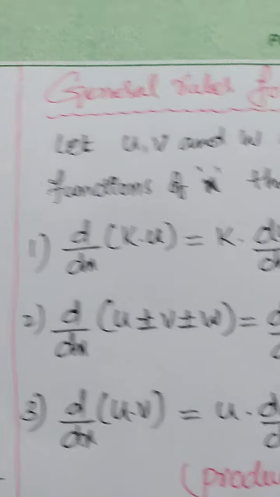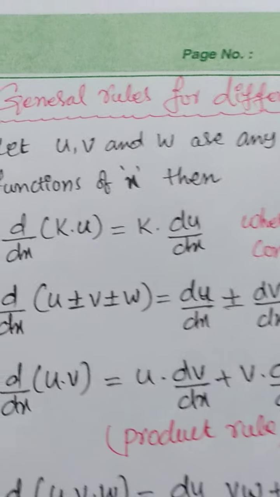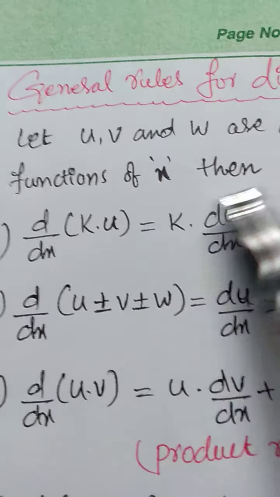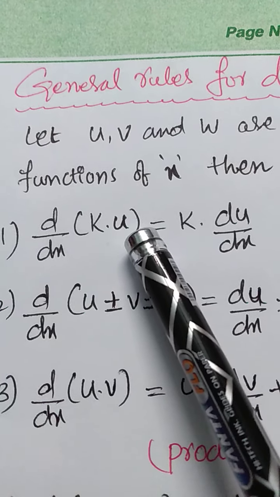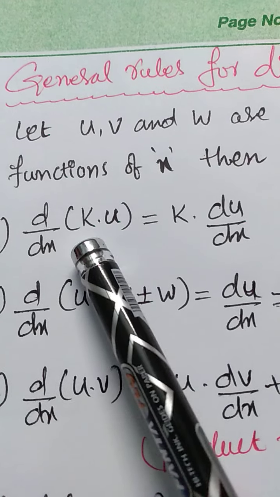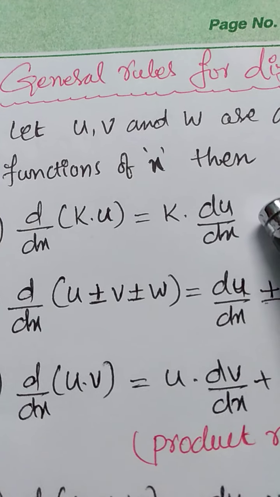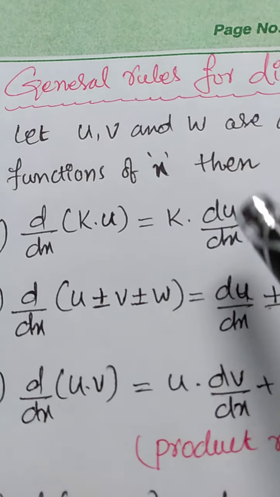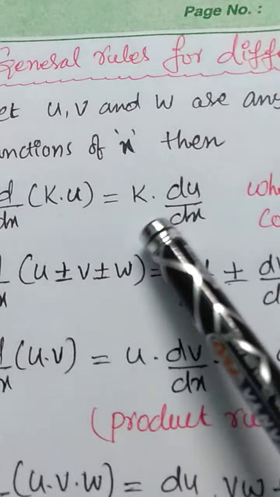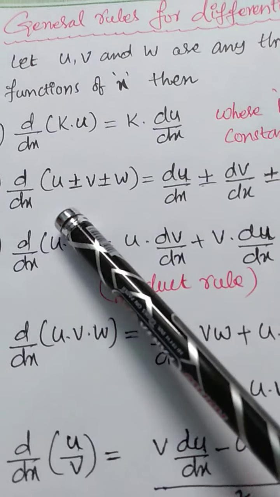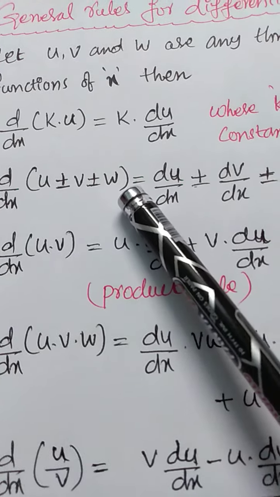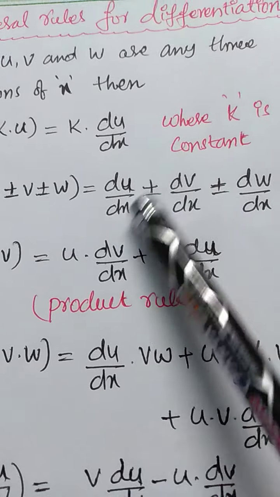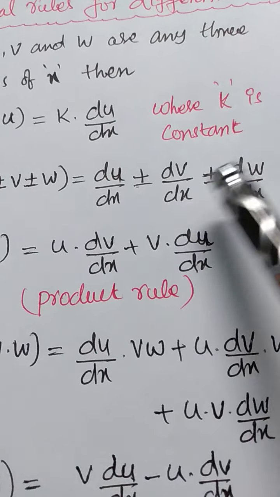Okay, these are the general rules for differentiation. Let u, v and w be any three functions of x. Then derivative of k into u, where u is a function and k is a constant, is k into derivative of u. Differentiation of a constant into a function is equal to constant into differentiation of the function, where k is constant. Derivative of u plus or minus v plus or minus w, that means differentiation of a sum, is equal to the sum of the differentiations, that is du by dx plus or minus dv by dx plus or minus dw by dx.